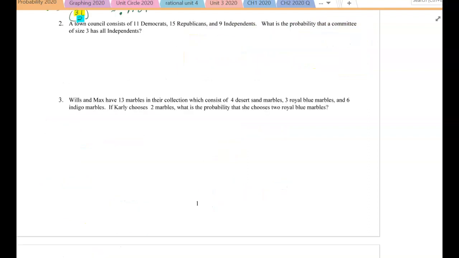If you look at problems 2 and 3, it'd be my suggestion you pause the screen and try these problems on your own, and then check my answer. For problem number 2, we want a committee of 3 independents. We see that there are 9 independents, so the favorable would be 9 choose 3. And for the total number of outcomes, I need to add the 11, the 15, and the 9. When you add those up, you get 35 people. So out of the 35 people, you can choose any 3 of them. Typing that into your calculator, you get 0.0128.